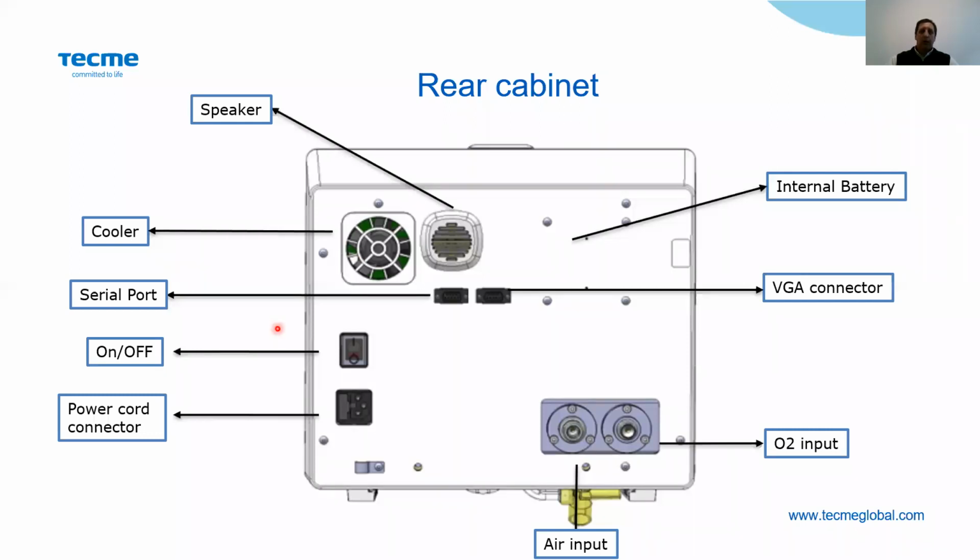Also, in the rear cabinet, we will have two connections. One is the serial port. With this serial port, we are going to be able to connect a laptop or a PC in order to do a software update. Every time that Tecme launches a new software, we are going to be able to connect the laptop and update the software through this serial port. In addition, nowadays, with this serial port, we are going to be able to connect our machine to a hospital information system.